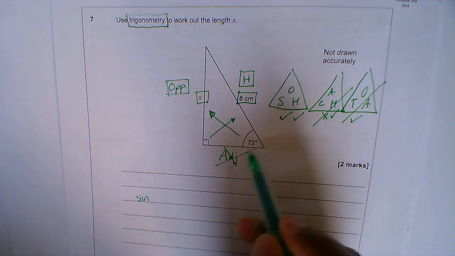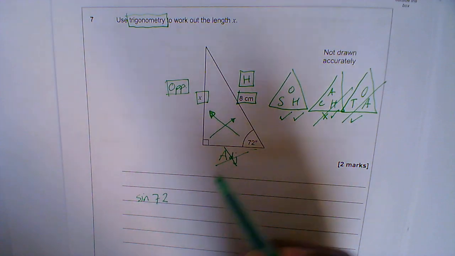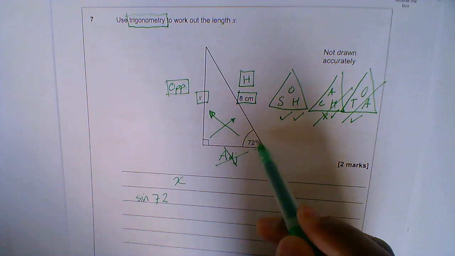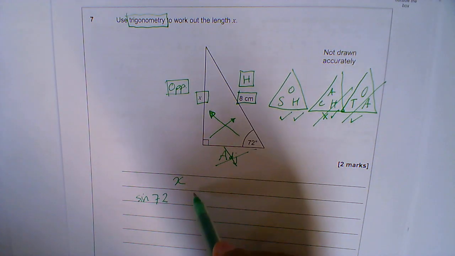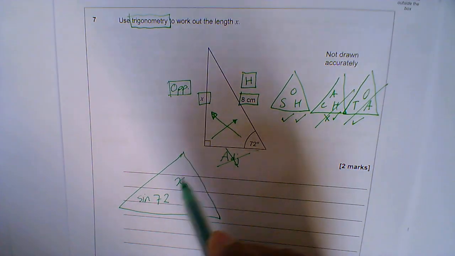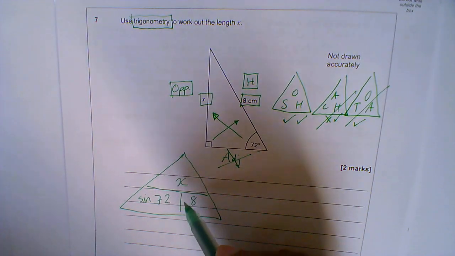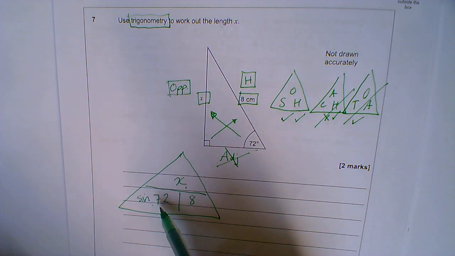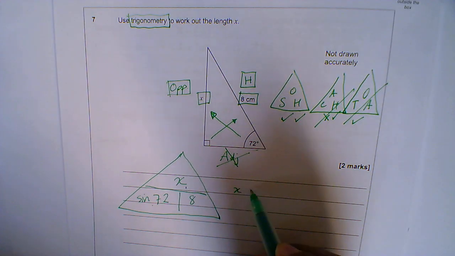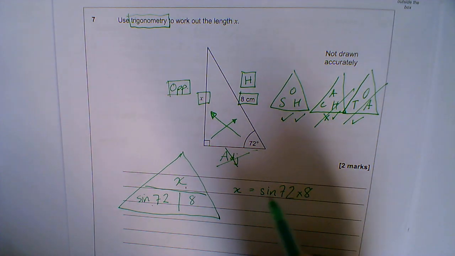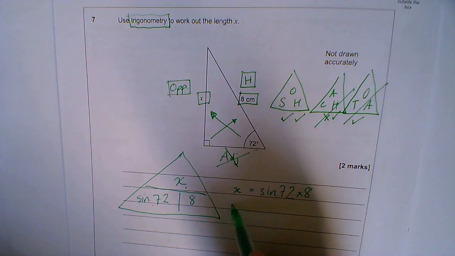sine 72 equals opposite is at the top, so it's x, and then h, my hypotenuse, is at the bottom, 8. So I've got my triangle there, okay, using my triangle. So I can see now that x is going to be sine 72 times by 8. X equals sine 72 times by 8, or the other way around. I could have written it 8 sine 72.